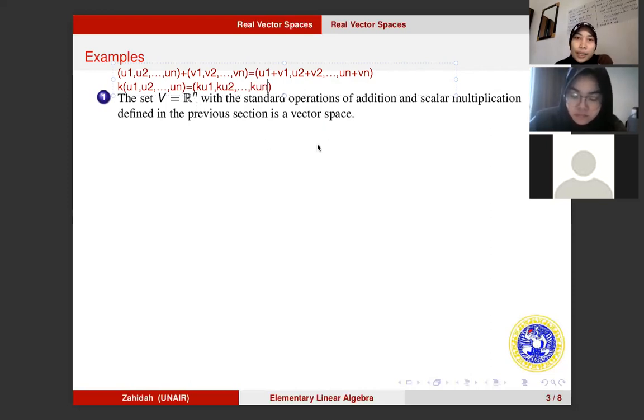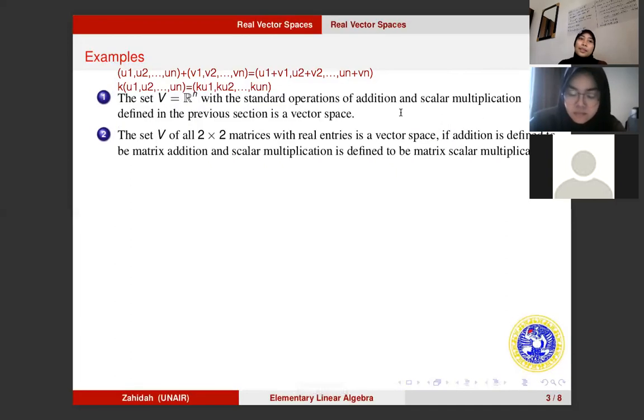Okay, for these two operations, we get that Rn, or n-space, is a vector space. I didn't write the proof. You can show it by yourself, please. Why? I will show you for this second example.